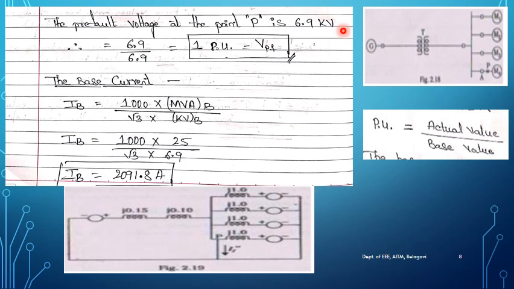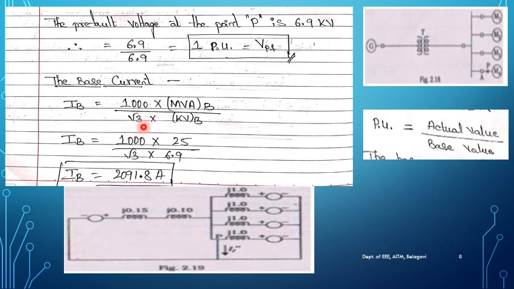But this is the actual value, right? We want it in terms of per unit. So the per unit formula is: per unit is equal to the actual value divided by the base value. The actual value at point P is 6.9 kilovolt, and the base value we obtained is also 6.9 kilovolt. If you simplify it, you get the pre-fault voltage as 1 per unit.